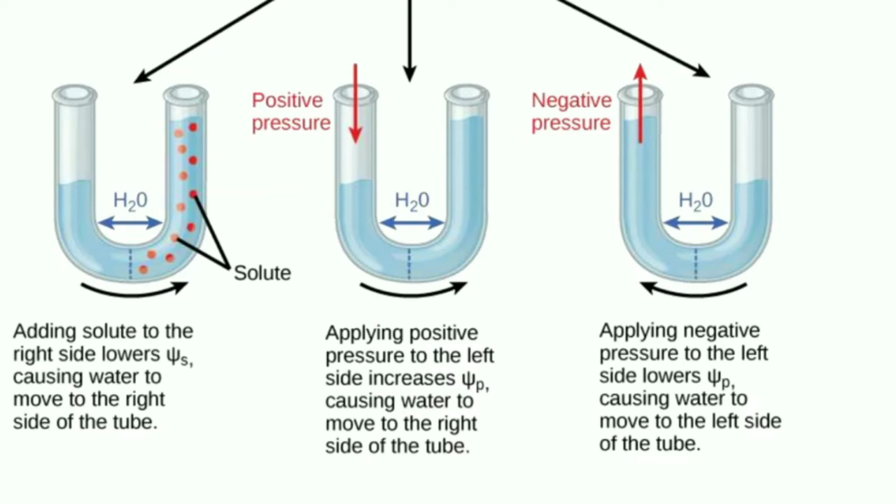Then the second case is when we apply a positive pressure to the water. Applying positive pressure to the left side increases psi p, the water potential, causing water to move to the right side of the tube. Similarly, applying negative pressure to the left side lowers the psi p, causing water to move to the left side of the tube.